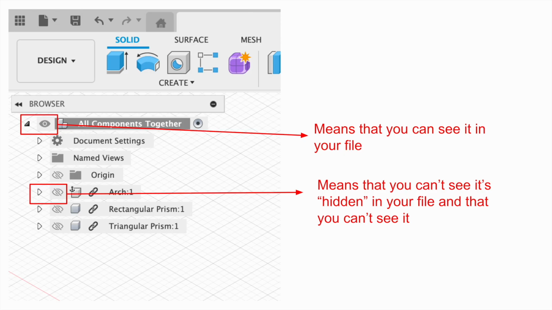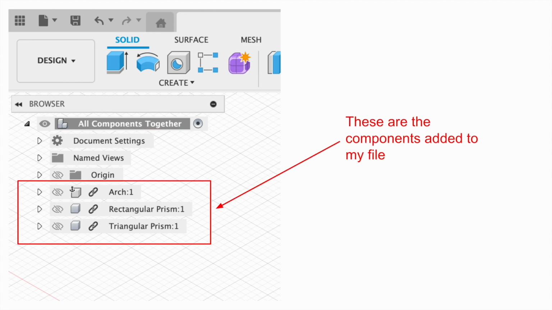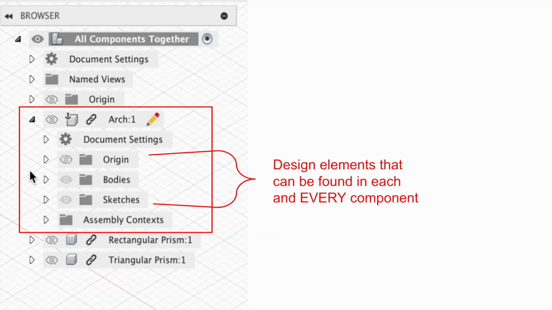Now, if there's a slash mark through your eyeball and it's not shaded in, that means that you cannot see, or that the model is not showing you, whatever it is, right? So in this particular instance, I'm hiding my other aspects or components of this model because I don't want that being shown right now. Then anything with a white grayish cube, those are the actual components that I've added to my file. And in those are the design elements that are found in every component.